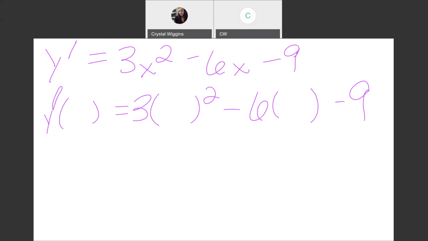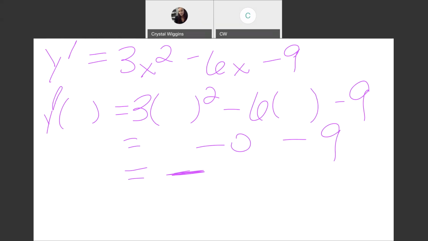Okay, so now we want to test the other test point. Our next test point is 0. So we'll put zeros in here. And again, we're looking to see if we're positive or negative. So we have 0 minus 9. This one's definitely negative. So we will indicate that between -1 and 3 is a decreasing portion of the function.